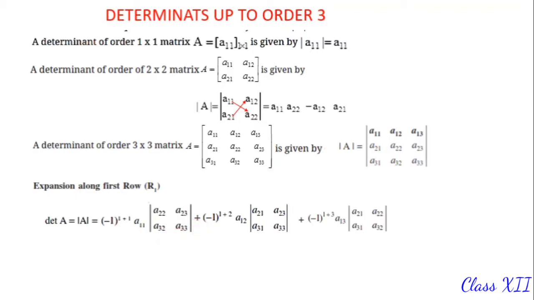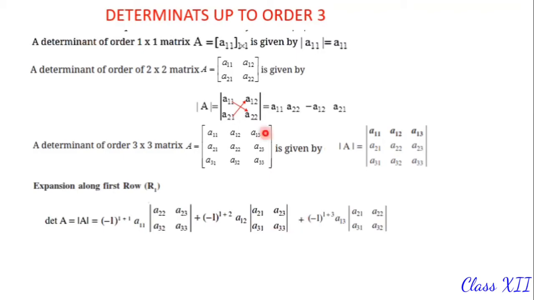Plus, next we take the A12 element. A12 will be (minus 1) to the power 1 plus 2, into A12, into the determinant where A12's row and column are eliminated. This row and this column we eliminate. The balance is A21, A23, A31, A33. That is written here.